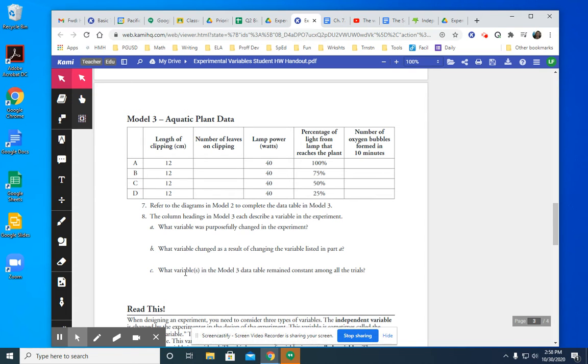What variables in Model 3 data table remained constant among all the trials? So constant means not changed, means the same. So what variables in the Model 3 data table remained the same among all the trials?